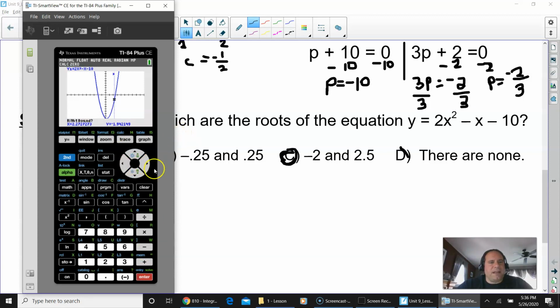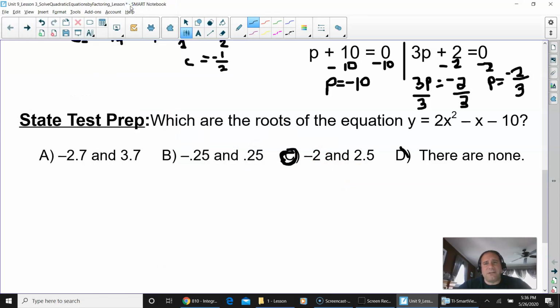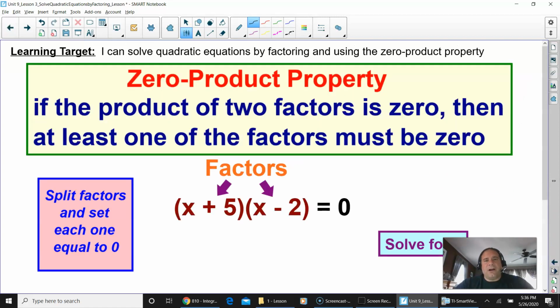Press enter. And then I'm going to go right bound, and I'm going to press enter again. And then I'm going to guess that it's right about there. And it is x equals 2.5 right there. So those are your roots, and pretty easy with the calculator. No other way I would do it if there's a question like this with multiple choice. Again, you don't have to show your work. I would just go ahead and do that.